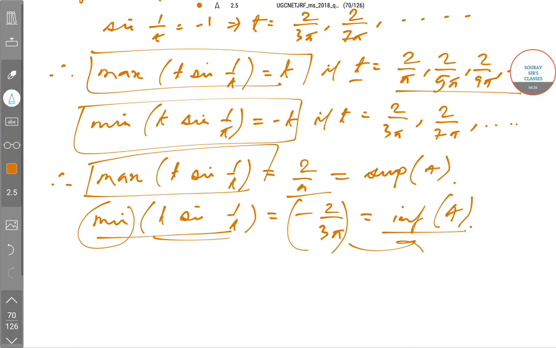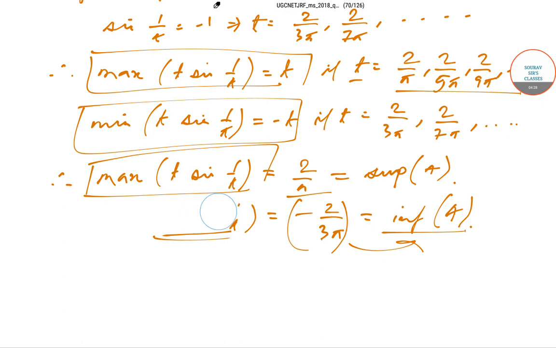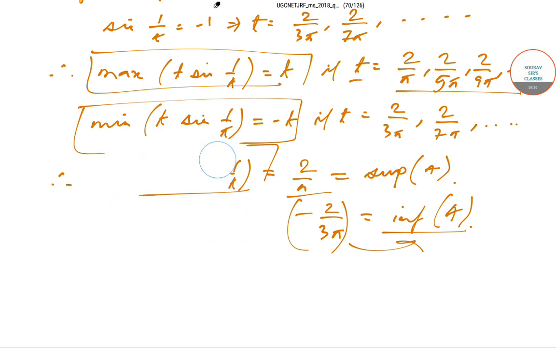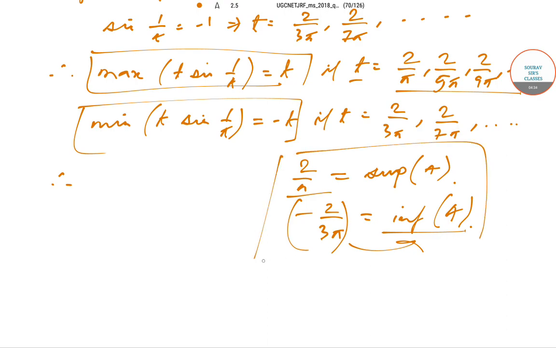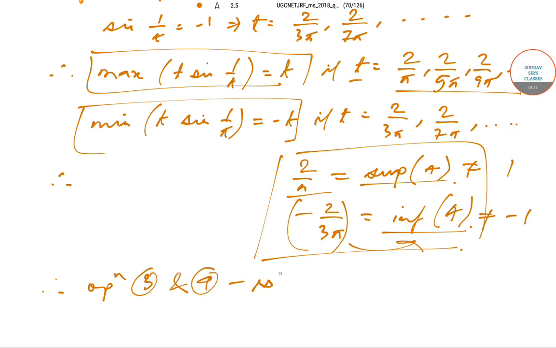Let me take it off for better understanding. So this is the statement that I am looking for. So that implies that statement 3, supremum of A is equal to 1, is incorrect, and statement 4, infimum of A is equal to minus 1, is also incorrect. So therefore options 3 and 4 are incorrect. This is what we have got.